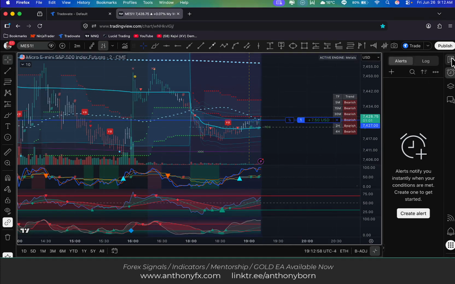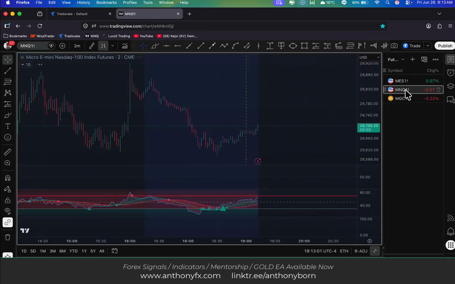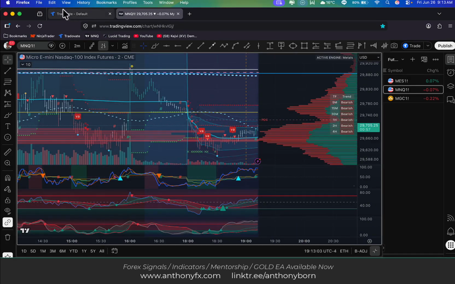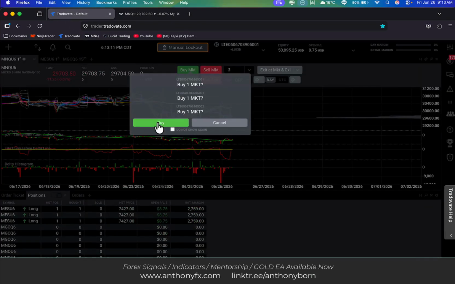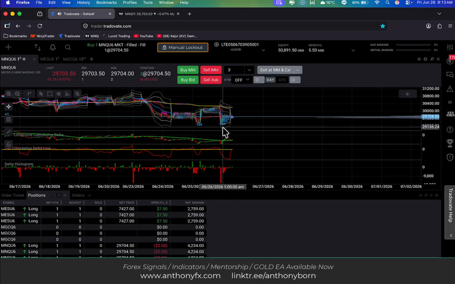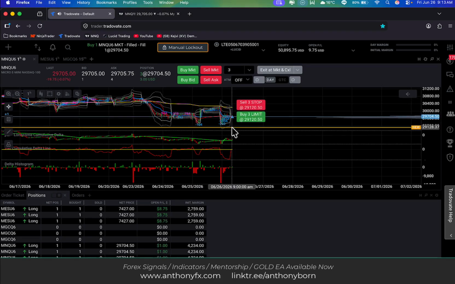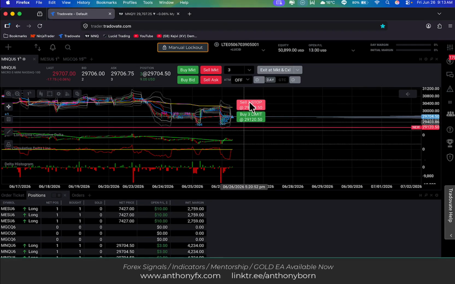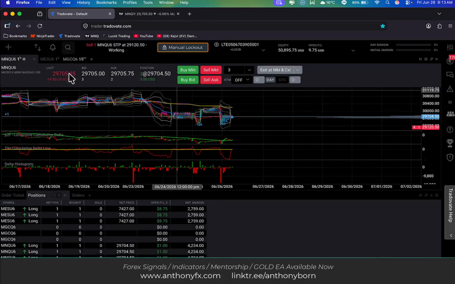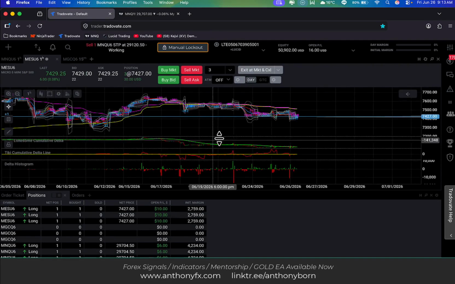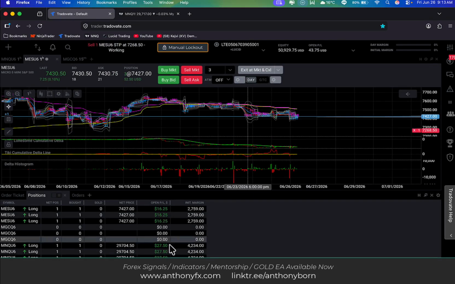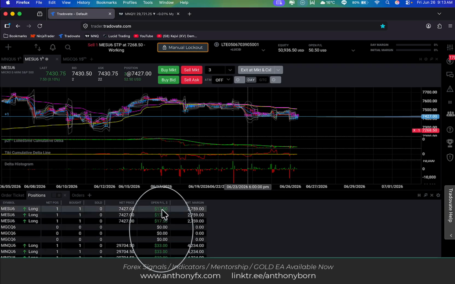Might even have another MNQ, so I'll go long MNQ. Buy market. Actually, what I might do is throw in a stop loss just to do the right thing. So buy, we'll do a sell stop. MES, throw in a sell stop. All right, so we're already up. Look at this, 30, 50.